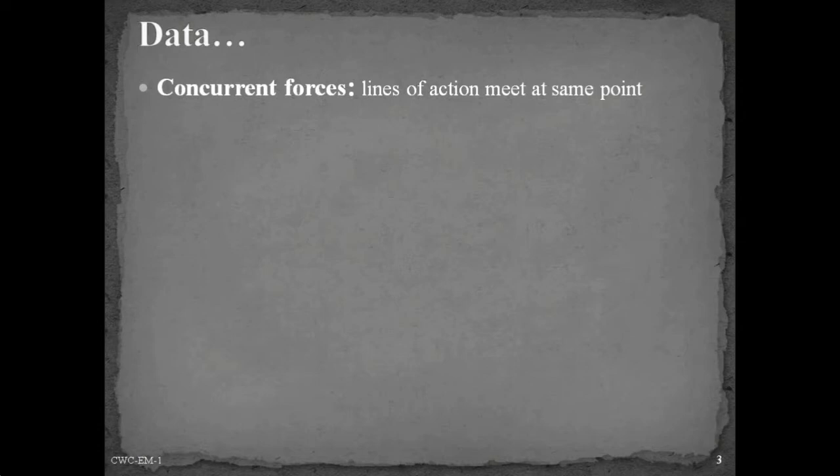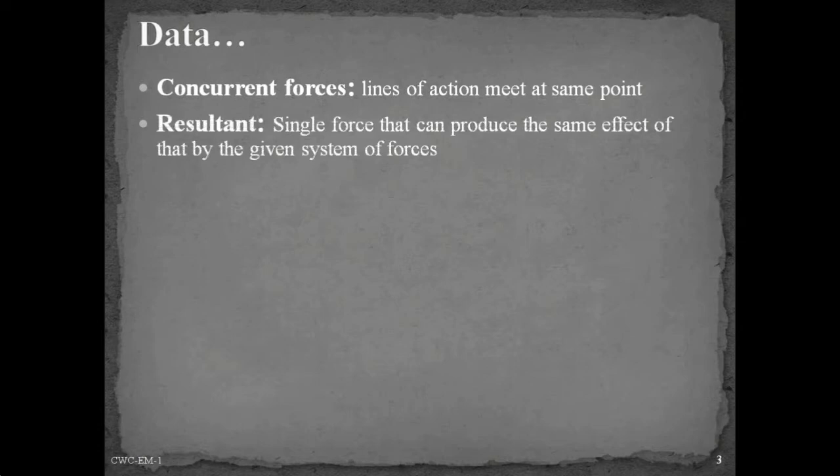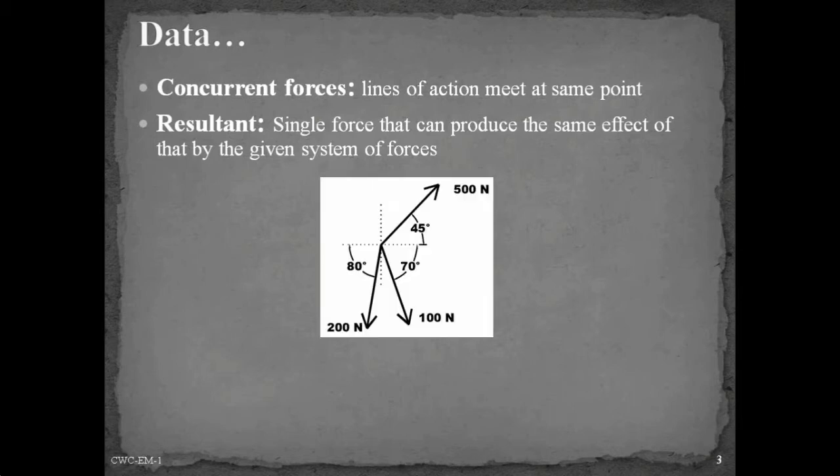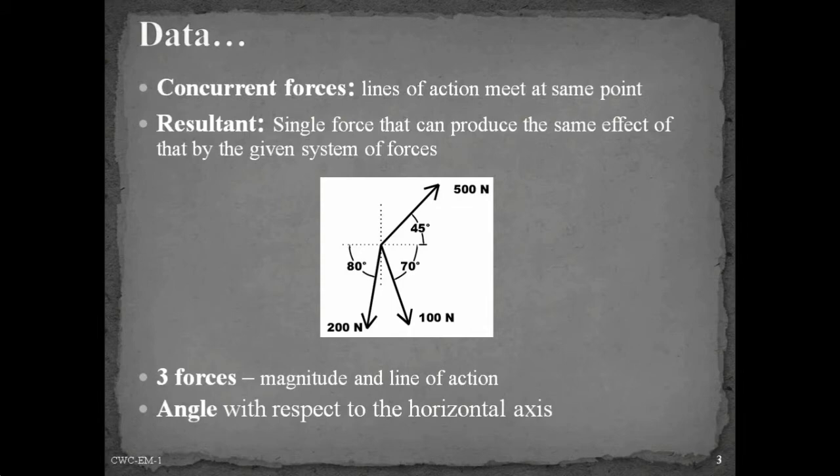Next thing is, what is a resultant force? It is a single force that can produce the same effect which is produced by the given system of forces on a body. In the picture, three forces of different magnitudes are given. You can see the lines of action of these three forces meet at a single point. Moreover, for each force, the angle that the lines of action make with the horizontal axis is given.